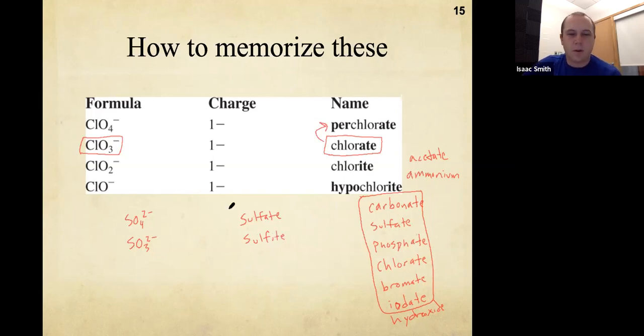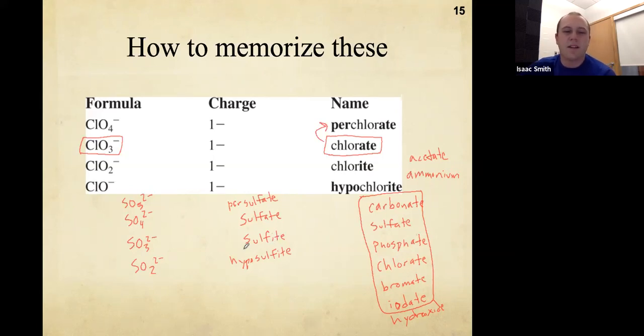Or maybe it asks for persulfate. Well, that means we're just going to gain an oxygen and the charge stays the same. And if we went down even further, we'd have SO2 2-, and that would be hyposulfite. So you can see that they're all pretty much the same.